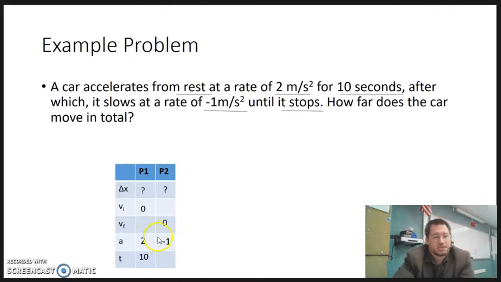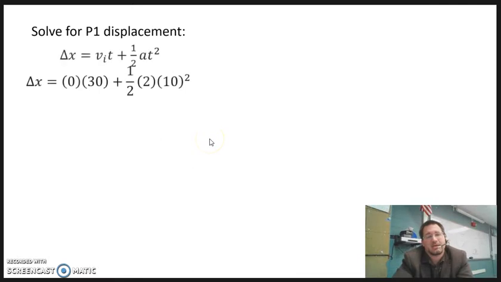We knew that our acceleration was 2, we knew our time was 10, we knew our initial velocity was 0, and we wanted to solve for displacement. The only equation that has that is, of course, delta x equals vi t plus 1/2 a t squared. We don't even have to rearrange it in this case. So all we do is plug in our values, and we end up with a total of 100 meters.